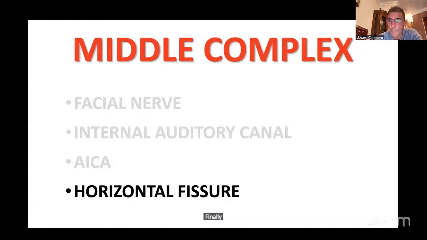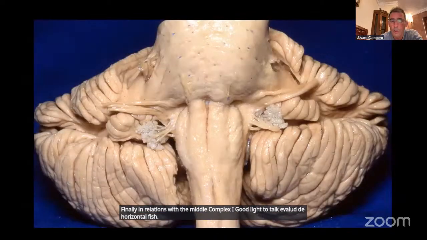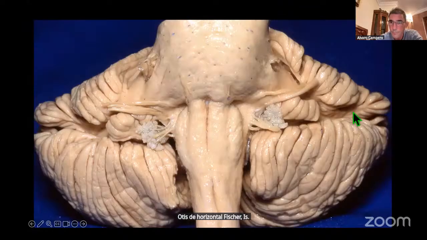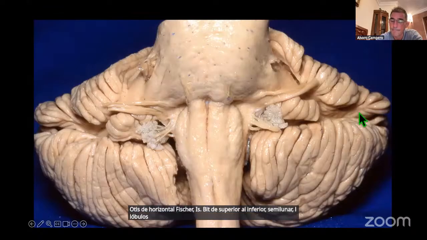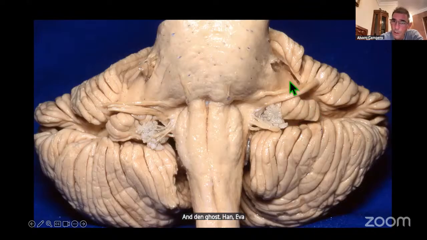Finally, in relation to the middle complex, I would like to talk about the horizontal fissure. What is the horizontal fissure? It is between the superior and inferior semilunar lobules of the cerebellum, and then goes above the flocculus and straight to the middle cerebellar peduncle. So in some lesions inside the pons, we use a retrosigmoid approach, trans-horizontal fissure, in order to open at the level of the middle cerebellar peduncle and go inside the pons.